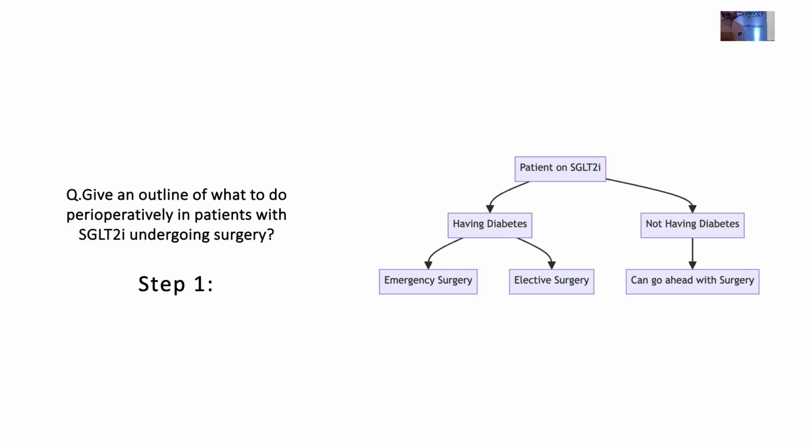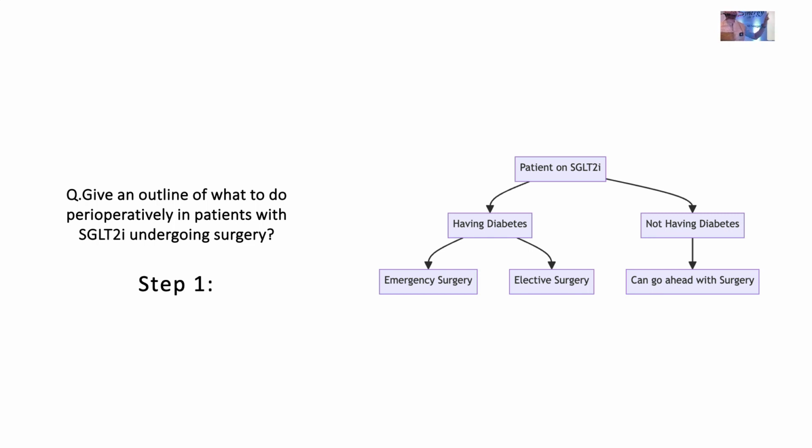So if the patient is on an SGLT2 inhibitor, there could be 2 scenarios. The patient may have diabetes, or the patient may not have diabetes. Remember, non-diabetic patients may also be prescribed an SGLT2 inhibitor, for example for heart failure or chronic kidney disease, or off-label sometimes for weight loss and other problems. So you have to be aware of these things.